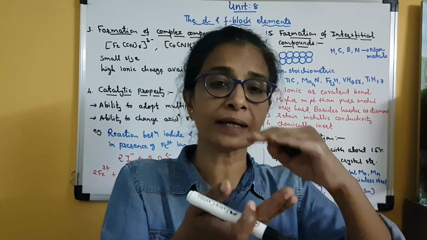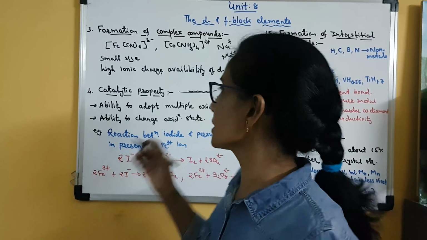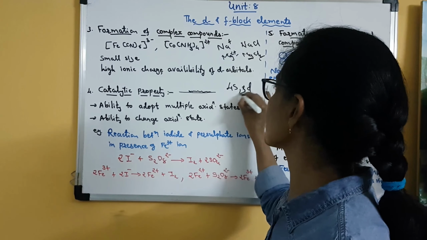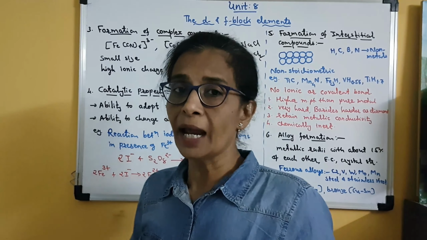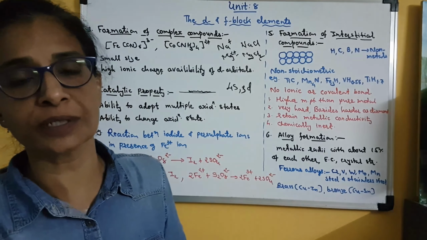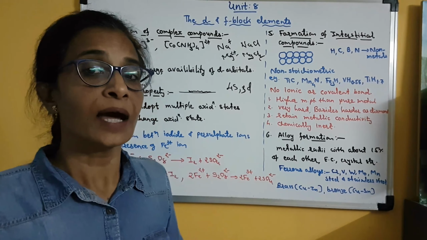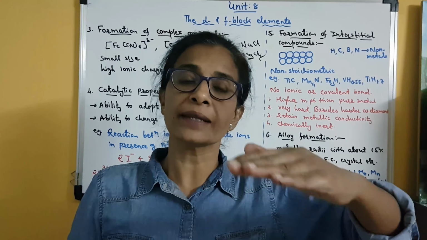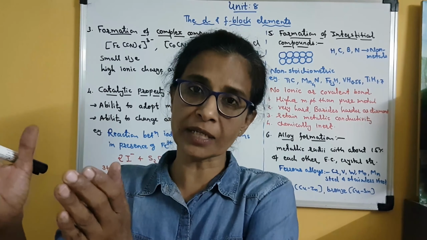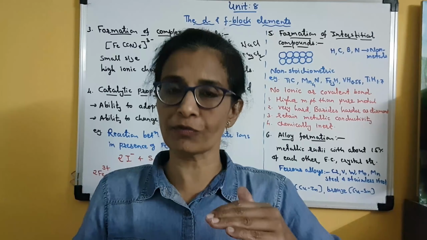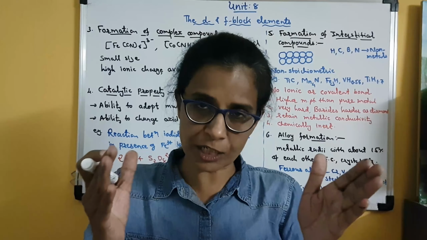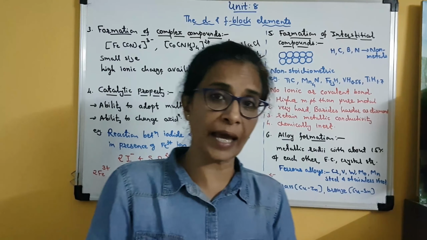In that, the catalyst will utilize its 4s and 3d electrons for bond formation. Clear? And we have studied in the adsorption theory of catalysis that after the bond is formed between the reactant and the catalyst, and then when the required product is obtained, there is a diffusion of the product from the surface of the catalyst also. Clear? So this is the mechanism.